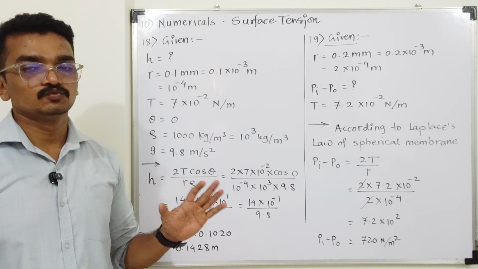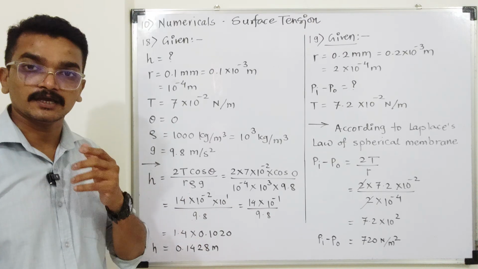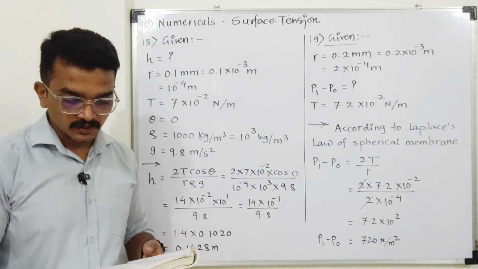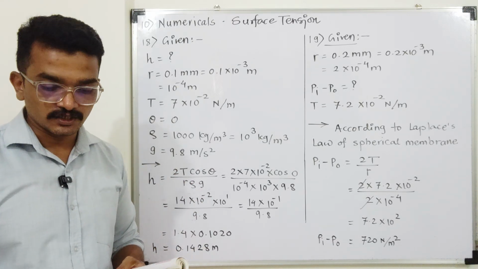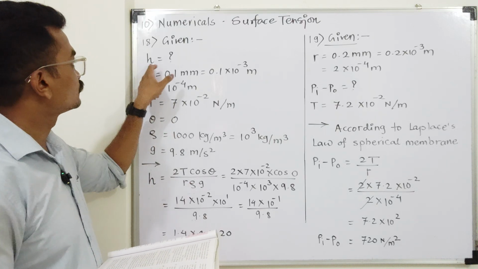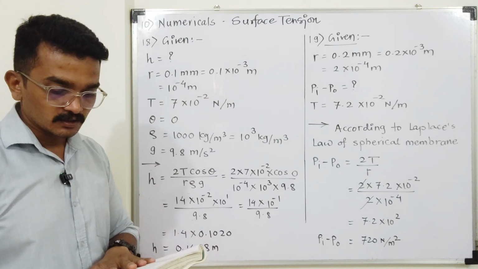So guys, we have two more problems. The first one is problem number 18. In the problem, we have to calculate the rise of water inside a clean glass. That is the rise of water, H is equal to question mark.